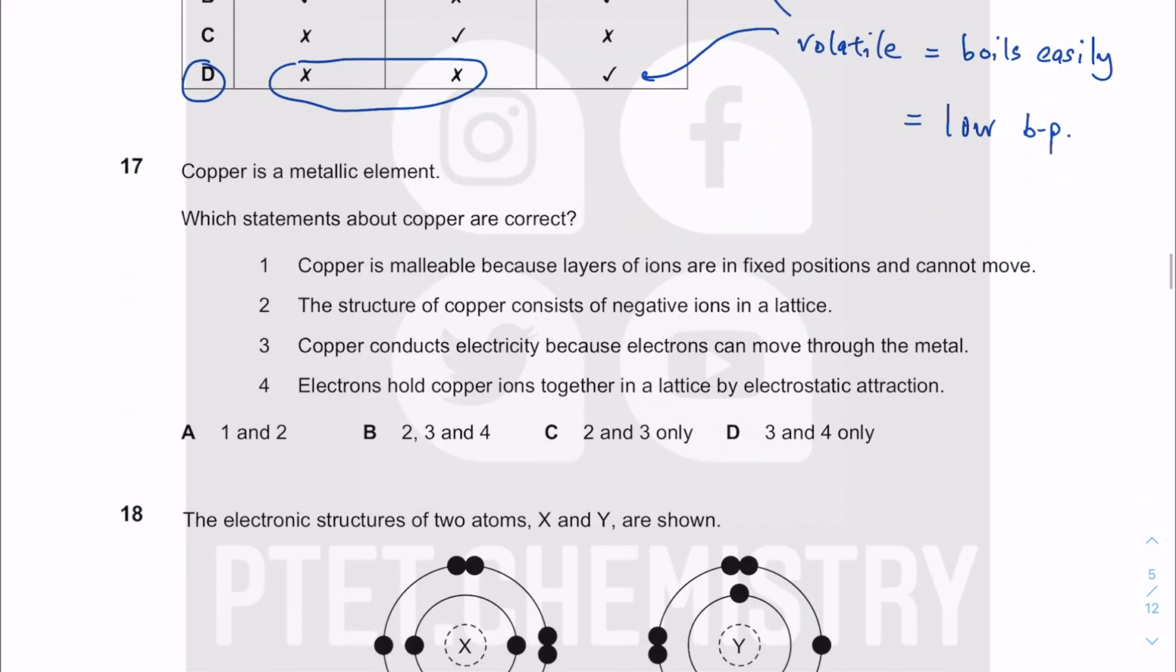Number 17, so you have a metallic element, so you have a giant metallic structure, but it seems like the question is about a lot of properties and you're looking for which one is correct. Okay, malleable means you can hammer it into thin sheets. It's because of the layered structure. So the layers of cations can slide over each other. So they are able to move. It's not that they cannot move. They can slide.